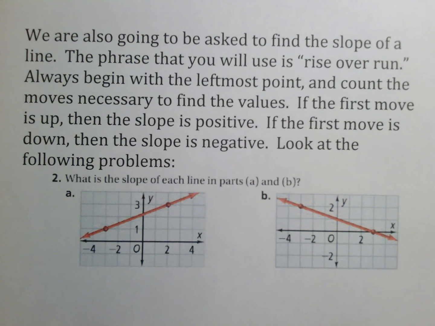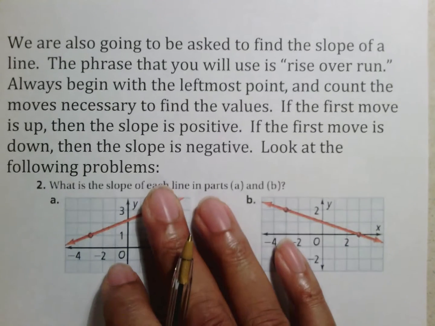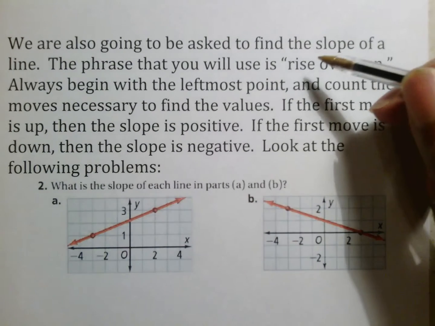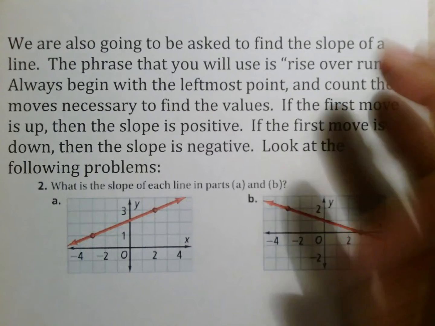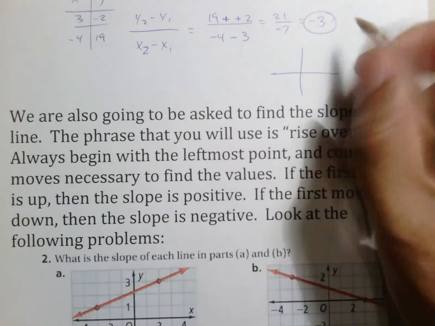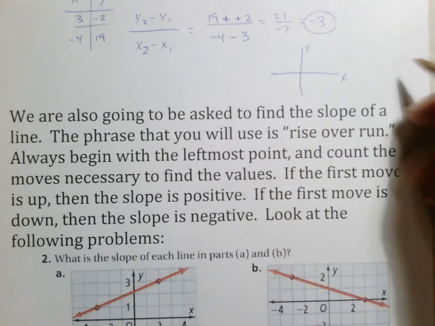What we are asked to do is find the slope of 2 points. But there's also something where they will give us a line. And when you do the line, you are going to use rise over run. Now let's think for a second. When you talk about the x and y axis, that's the x, that's the y.